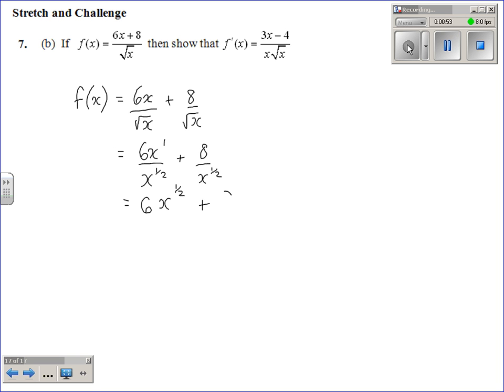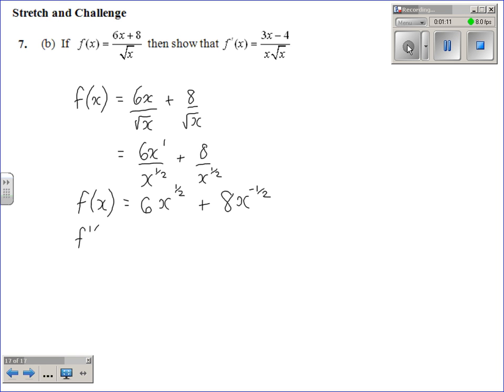On the second term, 8 stays on the top. You haven't got any x terms on the numerator, so you just need to bring the 1 from the denominator up and change the positive power to a negative as it comes up. So at that point there, our function of x is all ready to differentiate. So we've got 6x to the power of a half plus 8x to the power of negative half.